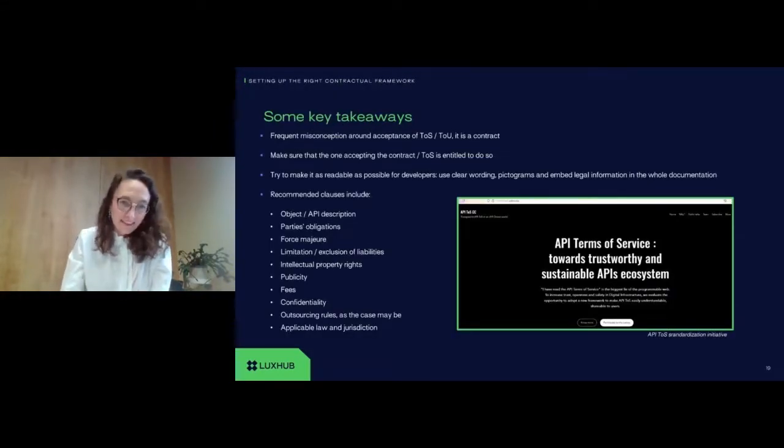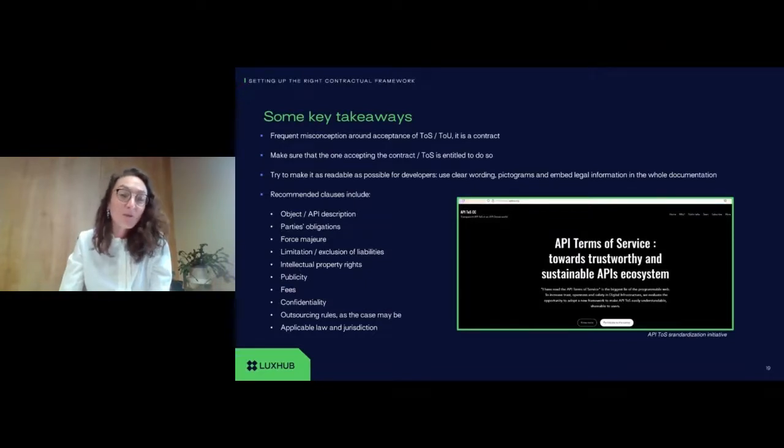Some things should not be forgotten in relation to contracts and APIs. What I hear very often is, we have no contract, we have only accepted the terms and conditions. Yeah, but the terms and conditions are a contract. So it's important that in your organization, and now I address the biggest pain point that all companies have, your developer, when he goes on the developer portal and accepts the terms and conditions, must ask himself, am I entitled to do this?